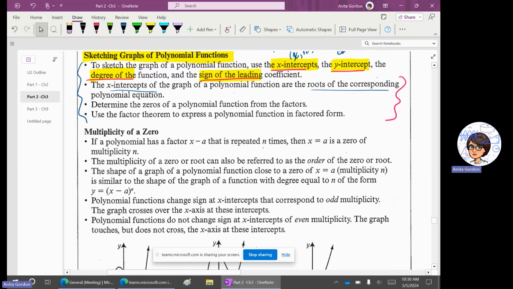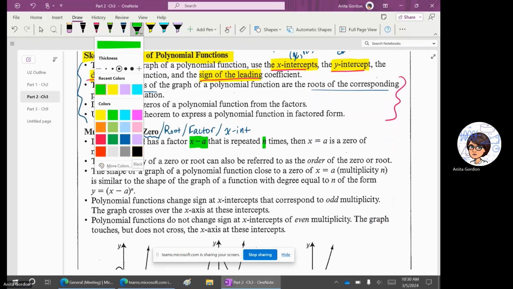When we talk about the multiplicity of the zero, remember this also means the multiplicity of the root, or the multiplicity of the factor, or the multiplicity of the x-intercept. All of these words mean the same thing, right? If a polynomial has a factor x minus a that is repeated n times, then x equals a is a zero of multiplicity n.